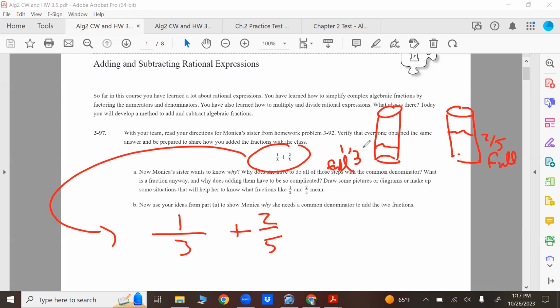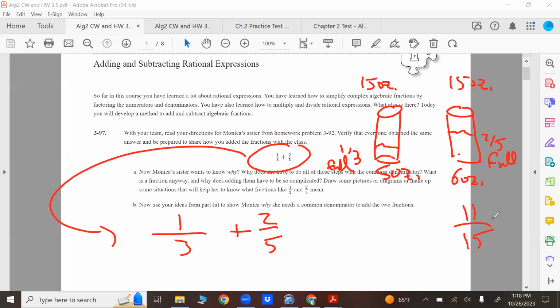Using an LCD makes the comparisons easy, right? What if each of these glasses were 15 ounces? How many ounces do I have if it's 1/3 full? 5, right? That's 5 ounces. How many ounces if it's 2/5 full? If you have a 15-ounce glass and it's 2/5 full, how many ounces? 6, totally. So when you mix them, how many ounces you got now? So 11 out of 15.